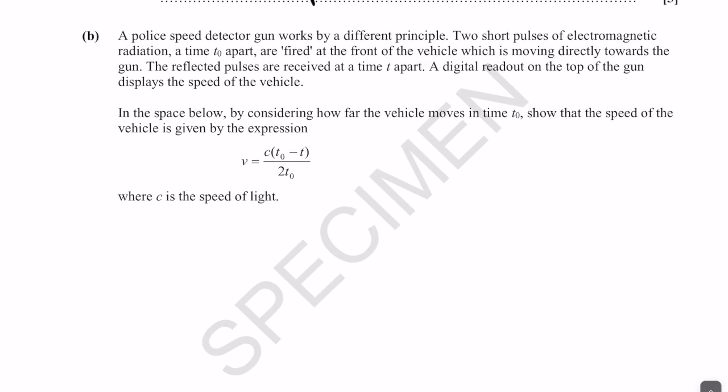A police speed detector gun works by a different principle. Two short pulses of electromagnetic radiation at time t0 apart are fired at the front of the vehicle, which is moving directly towards the gun, and the reflected pulses are received at time t apart. A digital readout on the top of the gun displays the speed of the vehicle. In the space below, by considering how far the vehicle moves in time t0, show that the speed of the vehicle is given by that.